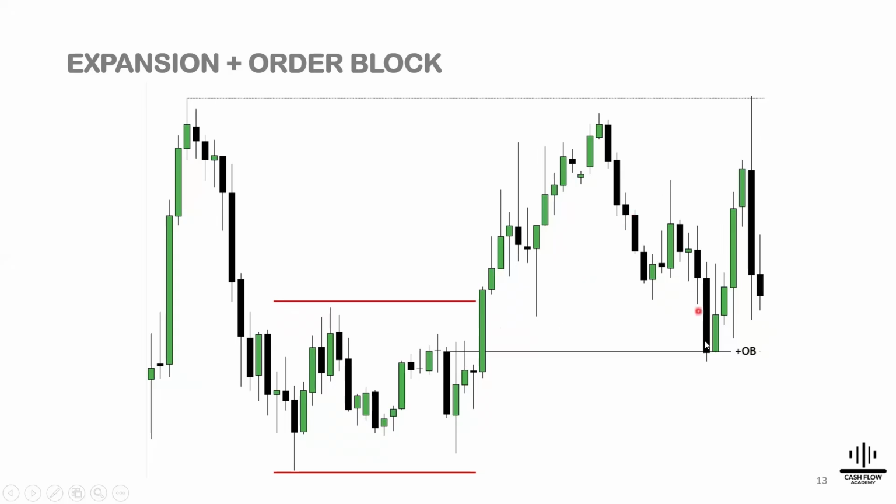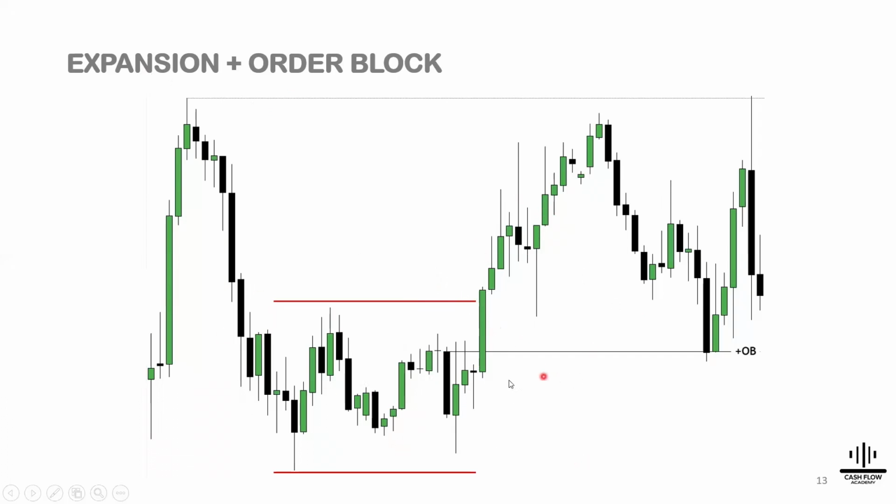And you can see how price returned back to this order block before rallying. And usually you'll find this order block near or at equilibrium where price consolidates. So this is how you combine an expansion with another block for a trade setup. I want to do the opposite for a down move.